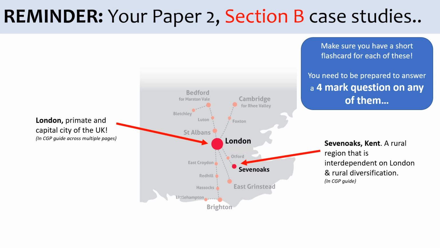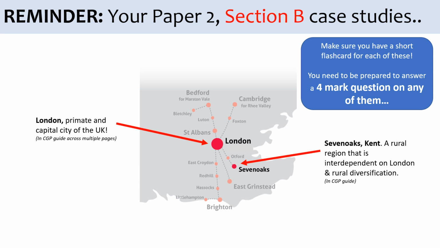It's where many people move to because they can easily commute to London, yet they can have a better quality of life in the rural with bigger houses, access to leisure and all those sorts of things too. So if it was me, I would make a few flashcards on London and a few on Sevenoaks using my CGP guide, and I would revise these ones the most.